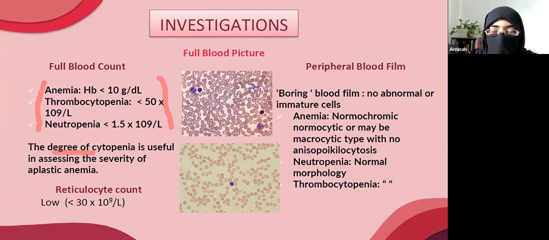Okay, another important test that we need to do is the peripheral blood smear. In the peripheral blood smear, it's usually described as a boring blood film, meaning that, okay, this is the normal one, this is abnormal. So in the blood film, you notice that there is a reduction in numbers, but there are no morphological abnormalities. The anemia can sometimes be of a microcytic type, but there's no anisopoikilocytosis or any other morphologic abnormalities in aplastic anemia. Next.